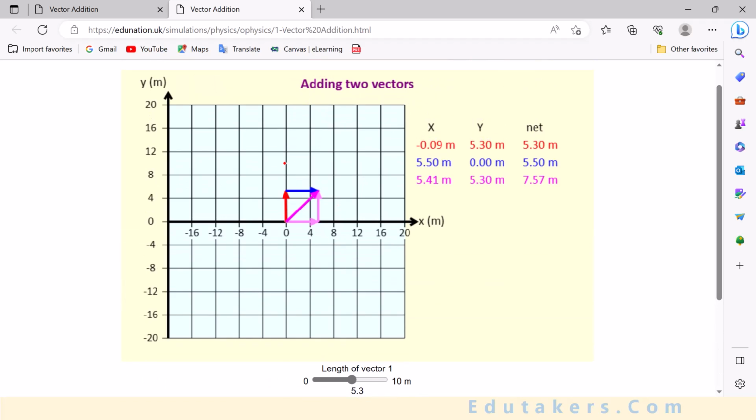So you can practice it as well by changing the length of the first vector, changing the length of the second vector, or by changing the angle. The resultant of the vectors will also change.